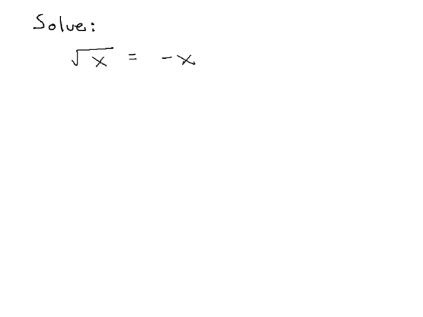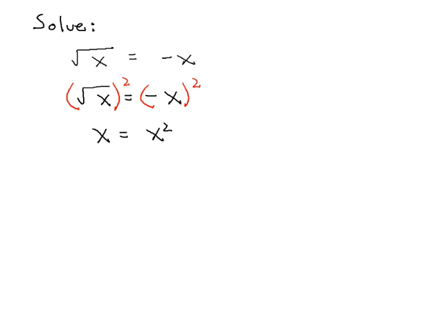Now, for this next example, we have the square root of x being equal to the opposite of x. So let me rewrite the equation here again. And since we have a square root on the left-hand side, what we can do then is raise each side of the equation to the second power to eliminate the radical. So we'll have then on the left-hand side x, and on the right-hand side that will be x squared.